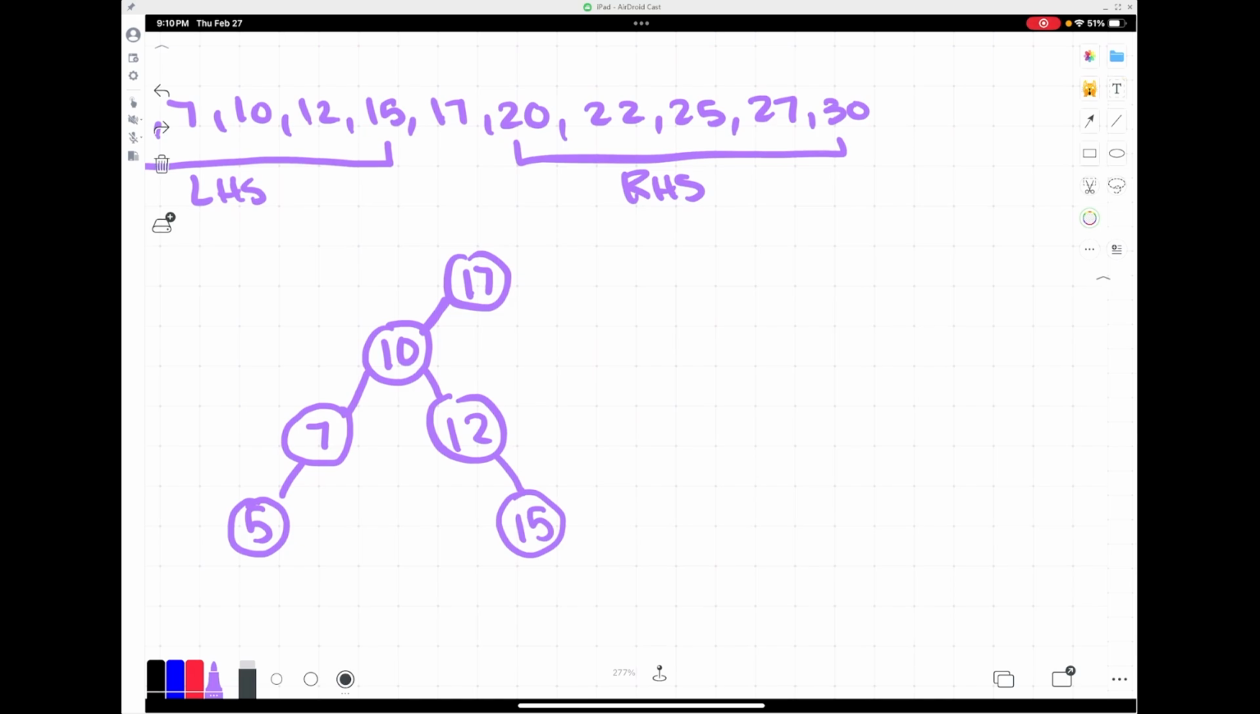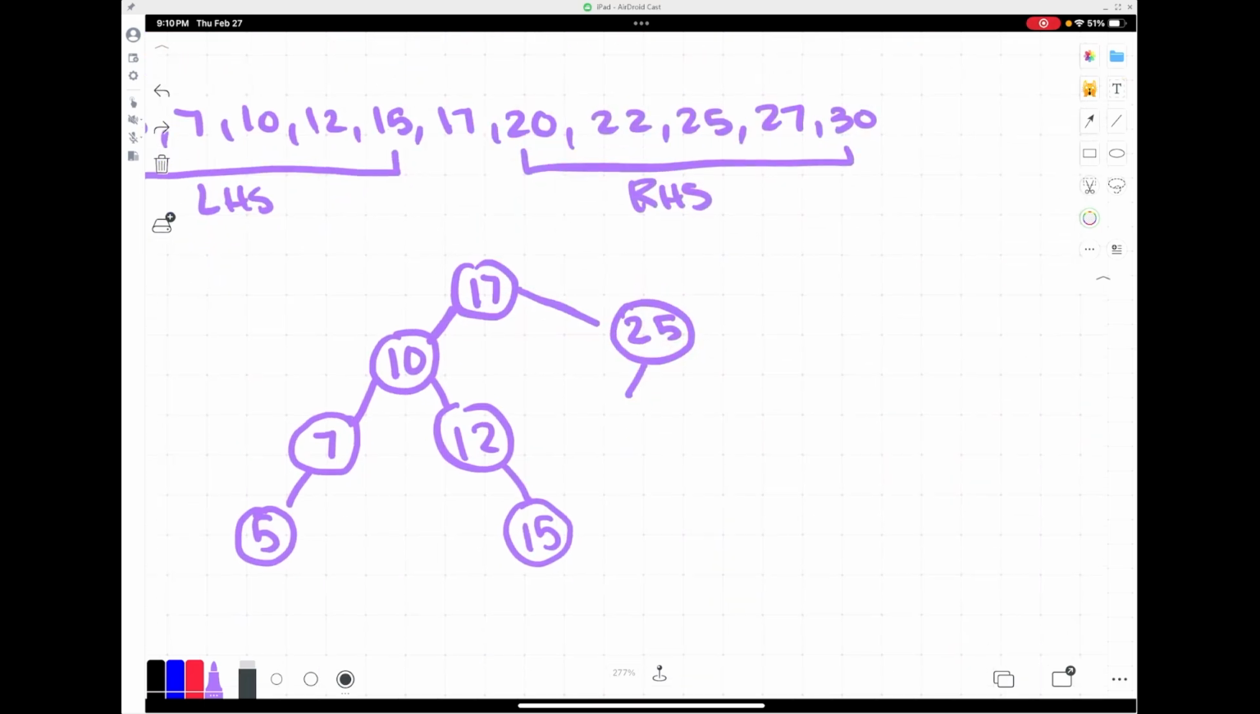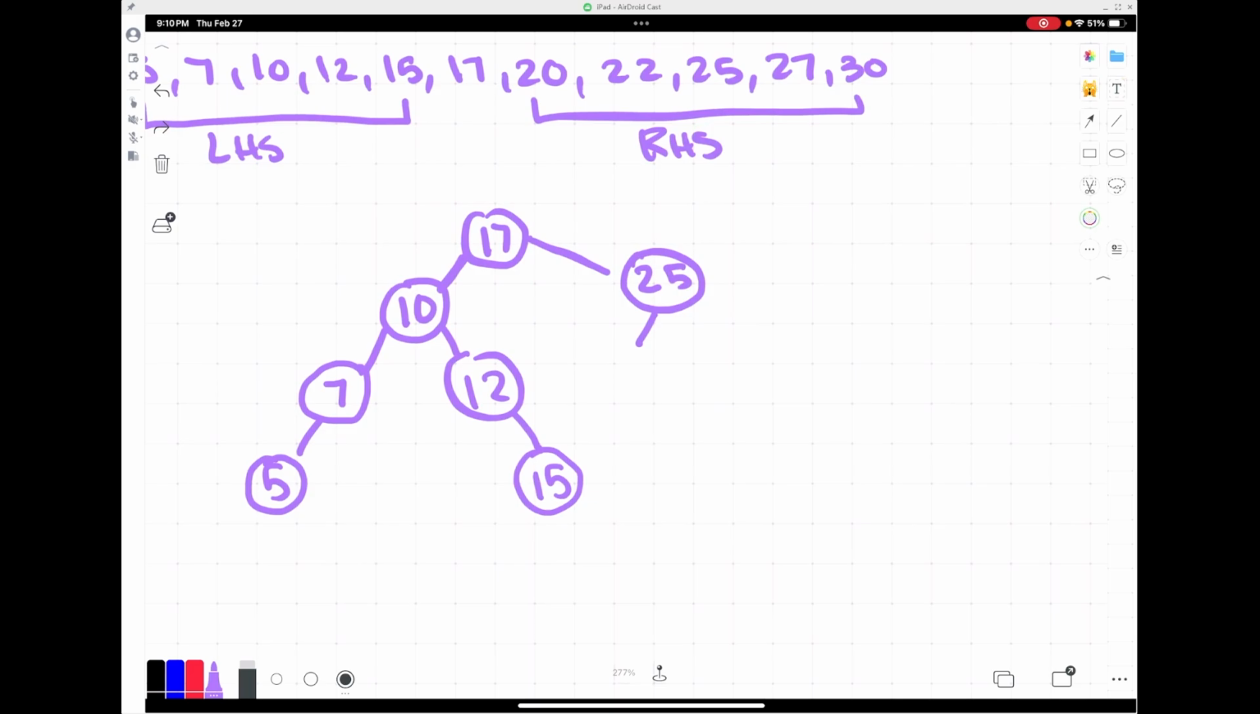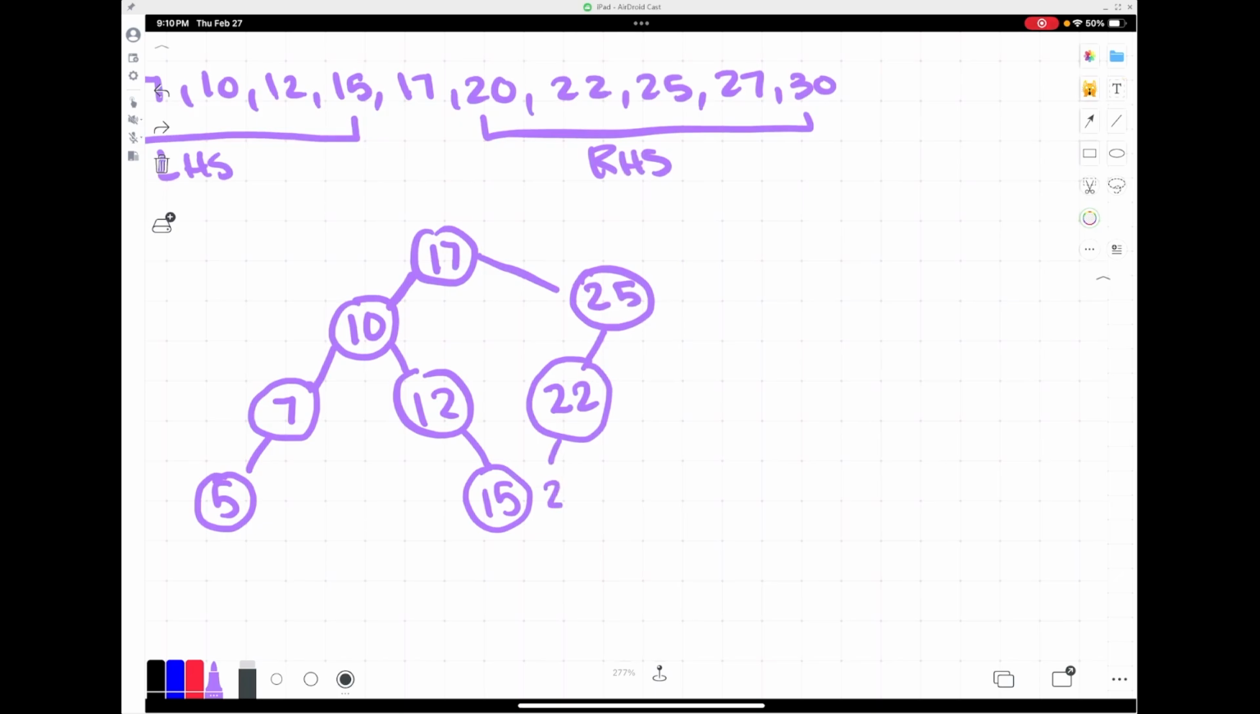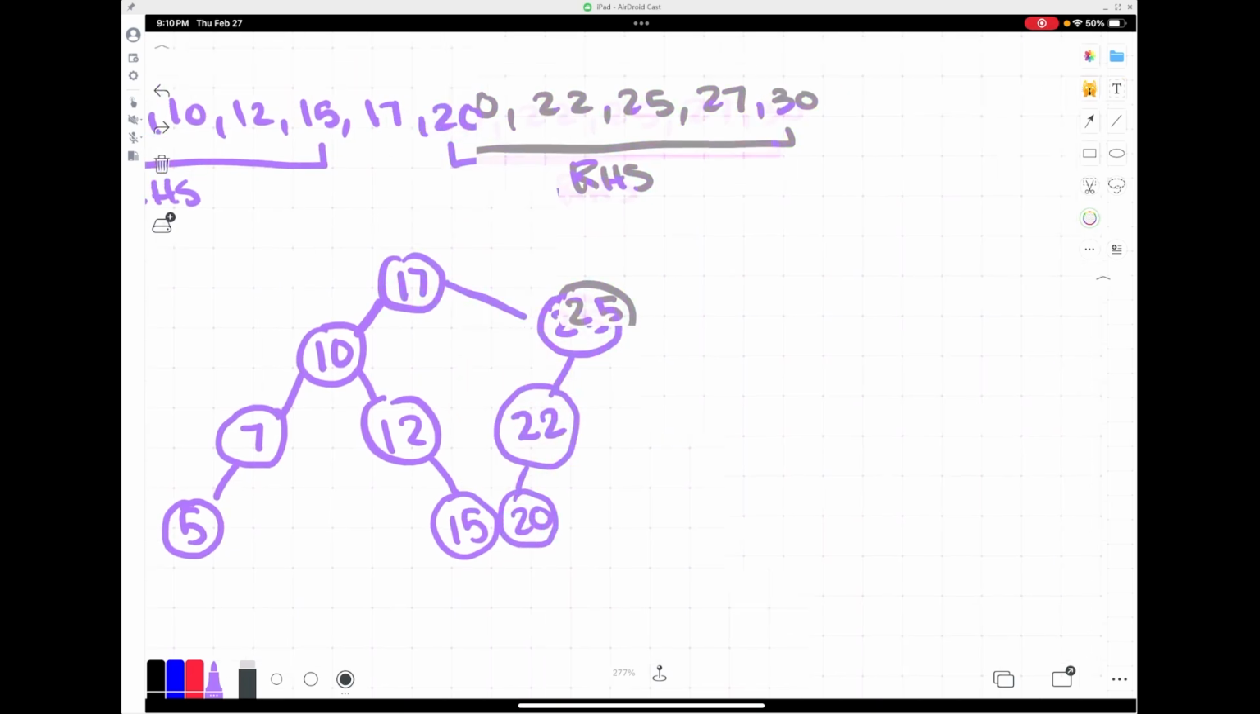Now the same thing is going to apply to the right-hand side. The middle of our right-hand side is 25. Less than 25 is going to be 20 and 22. And 22 is closer to the middle of the right-hand side list. So we're going to do 22. And then 20 is less than 22.